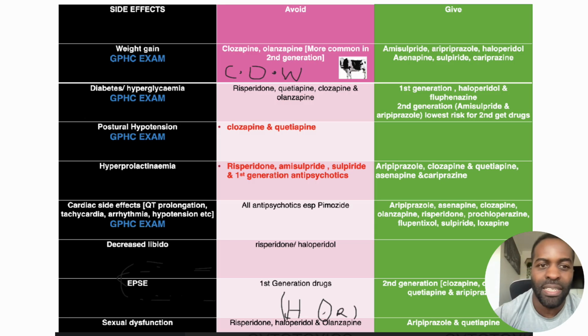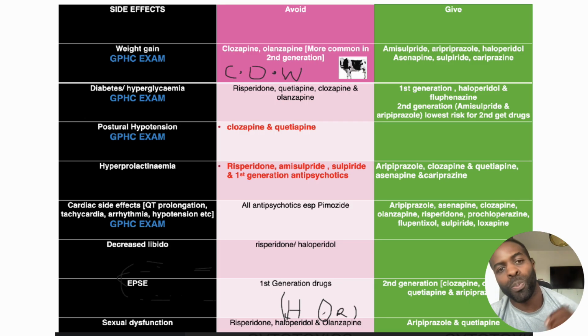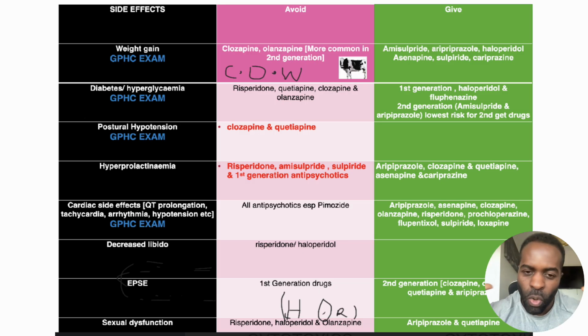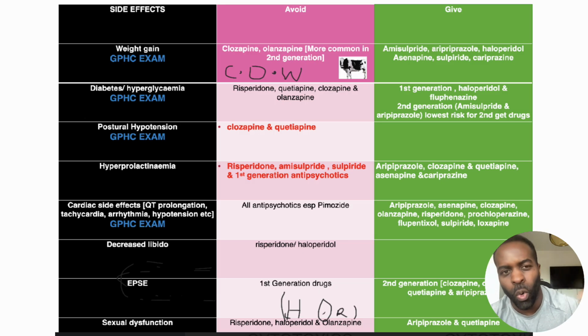There are some commonalities when you look at some of these antipsychotics, especially clozapine. You can see clozapine coming out in a lot of avoid sections, which we're going to look at later, because it's one of the popular ones that GPhC loves to test you on. So you need to know which ones cause diabetes, and then you need to know what to give instead. Next thing is postural hypotension. There we go, clozapine again. Clozapine and quetiapine, these are the ones that cause most postural hypotension.